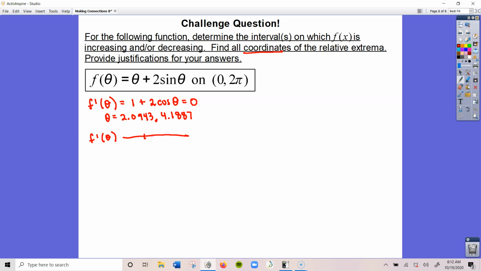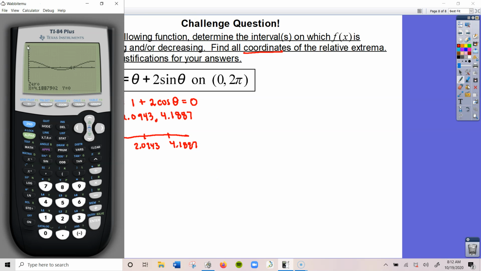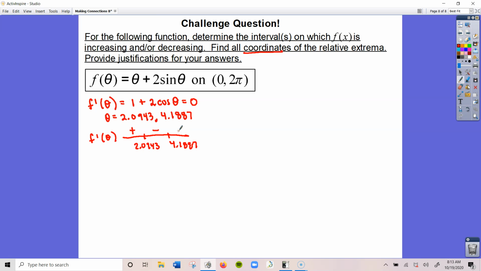Now we create our number line just as always. We put both of our critical numbers, 2.0943 and 4.1887, and we don't have to actually plug in any test values. Remember, this is a graph of your derivative. So to the left of 2.0943, it is positive. Then in between our two critical numbers, it's negative, and then to the right of 4.1887, it's positive. So that is for my number line.